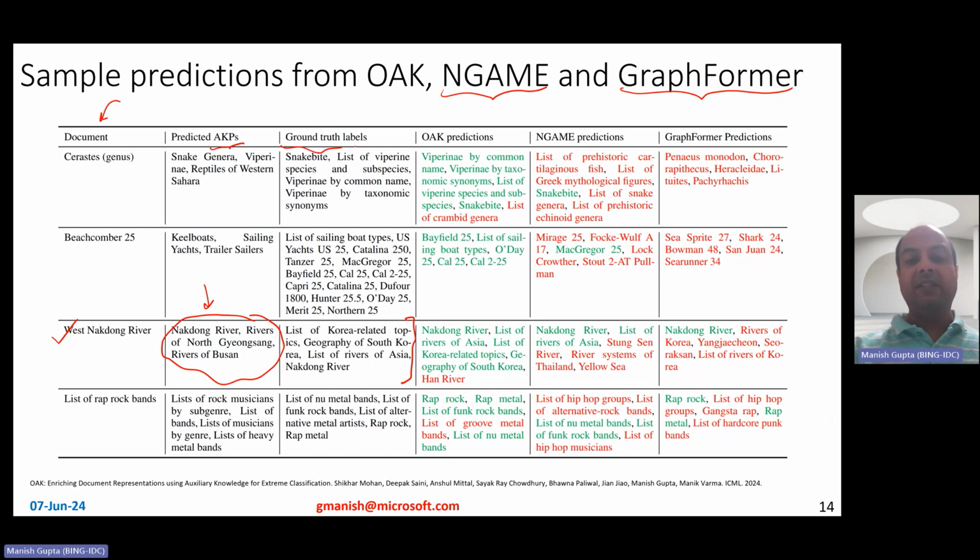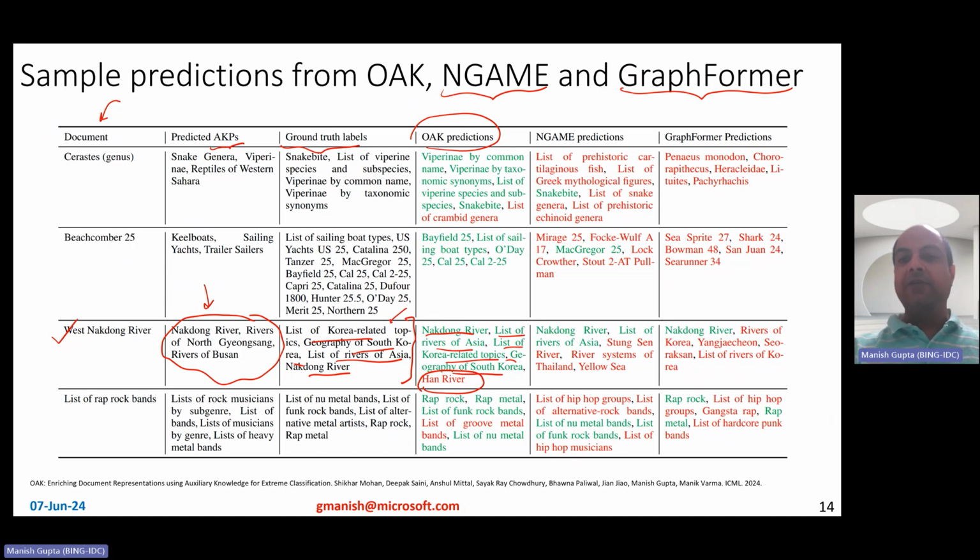These are ground truth labels. So these are essentially categories. And what we observe is that these are the OAK predictions. And if you compare, Nakdong River matches. List of rivers in Asia matches. List of Korean related topics matches. Geography of South Korea matches. Only one incorrect result that we have, right?